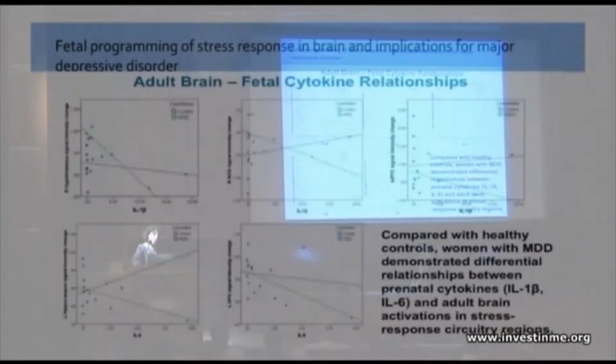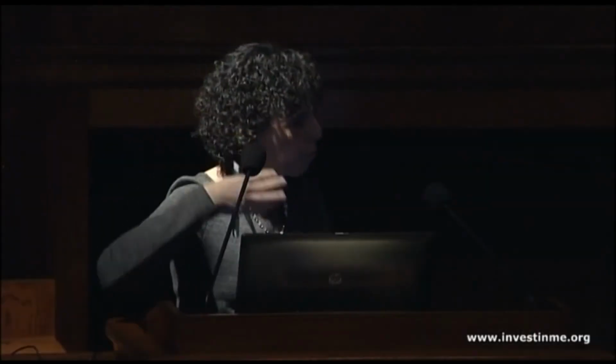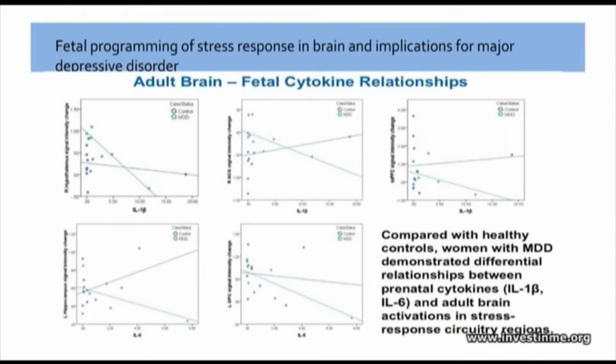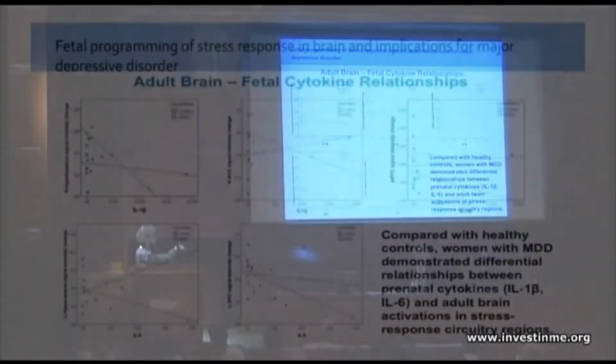We also know that the intrauterine environment, what happens to your mother during pregnancy, may affect your risk for even things from depression and perhaps even chronic fatigue syndrome. Not necessarily the only hit, maybe multiple hits. And here we are showing the relationship between the mother's peripheral blood cytokines, IL-1 beta, IL-6. We see that in the women who have depression, in the green line here, we have a hypoperfusion in fMRI in the stress response brain circuitry.